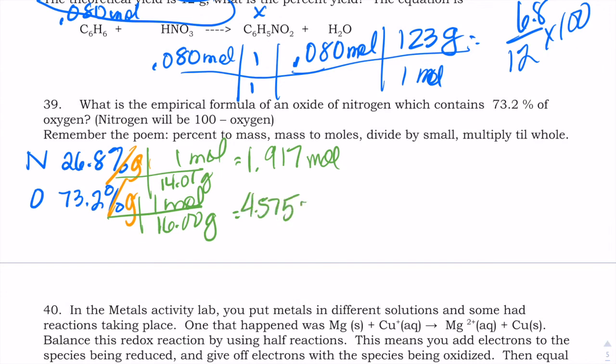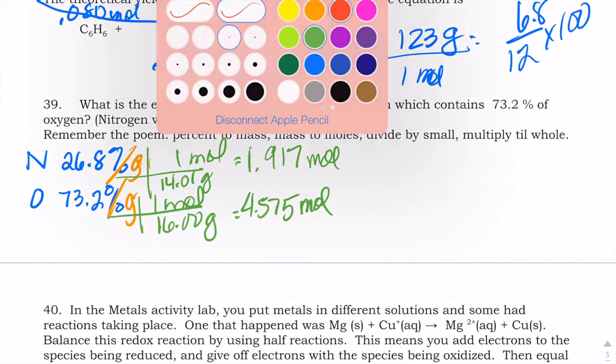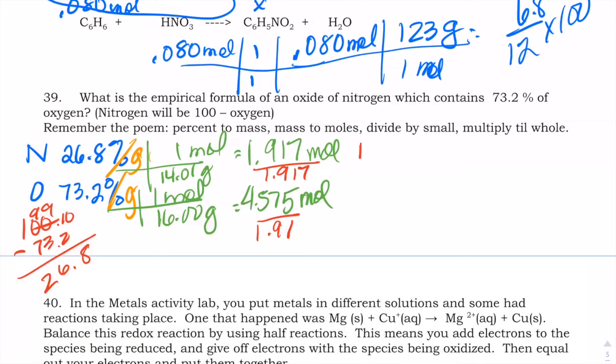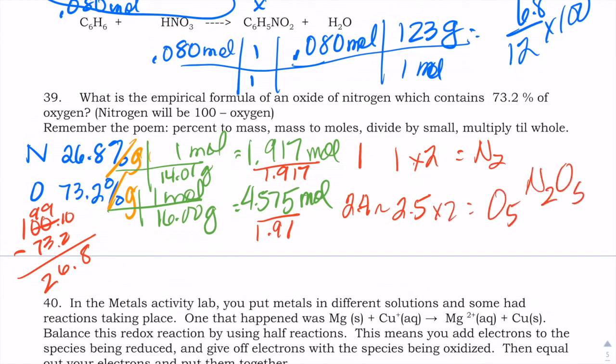That's how many moles we have relative to each other. Now, it's always easier to balance if one of them is a 1. The best way to do that is divide by the smaller of the two, which will give us a something to 1 ratio. So that means this would give us a 1 to 2.4 ratio. We're going to round that to 2.5. So we would then use the last line of our poem, multiply till whole. We'll multiply them both by 2. That will give us N2, 2.5 times 2 is 5. So this would be N2O5.